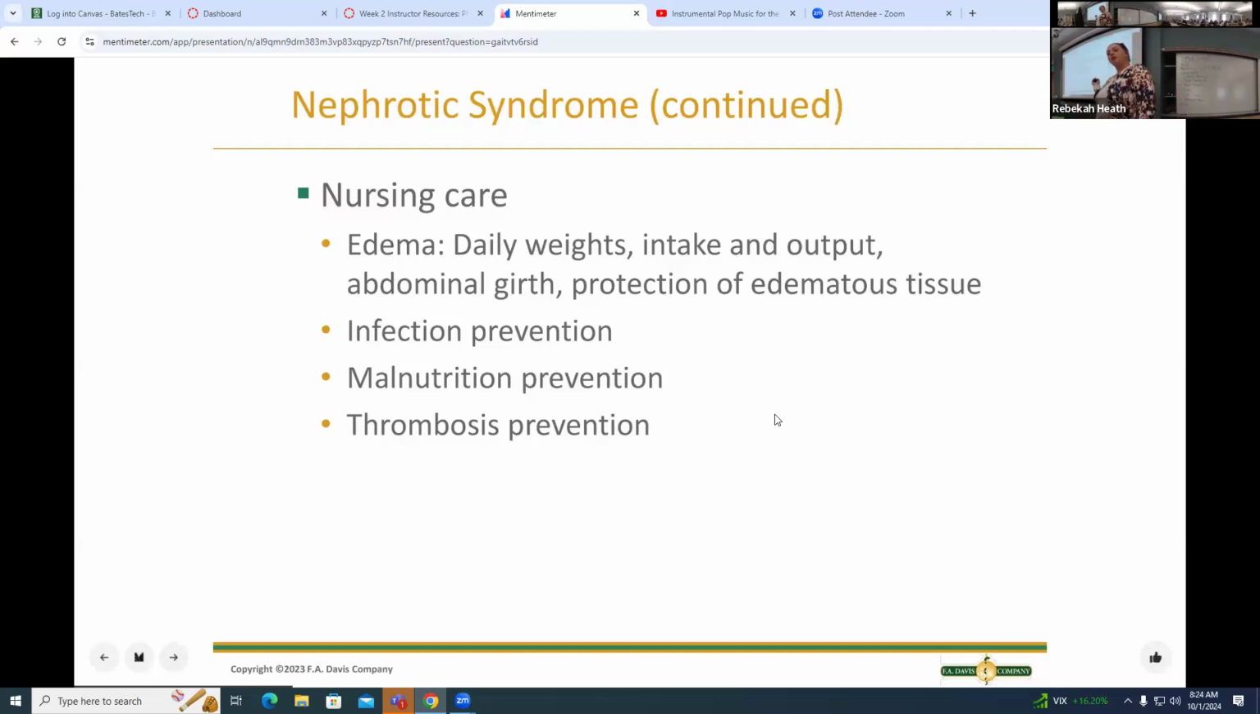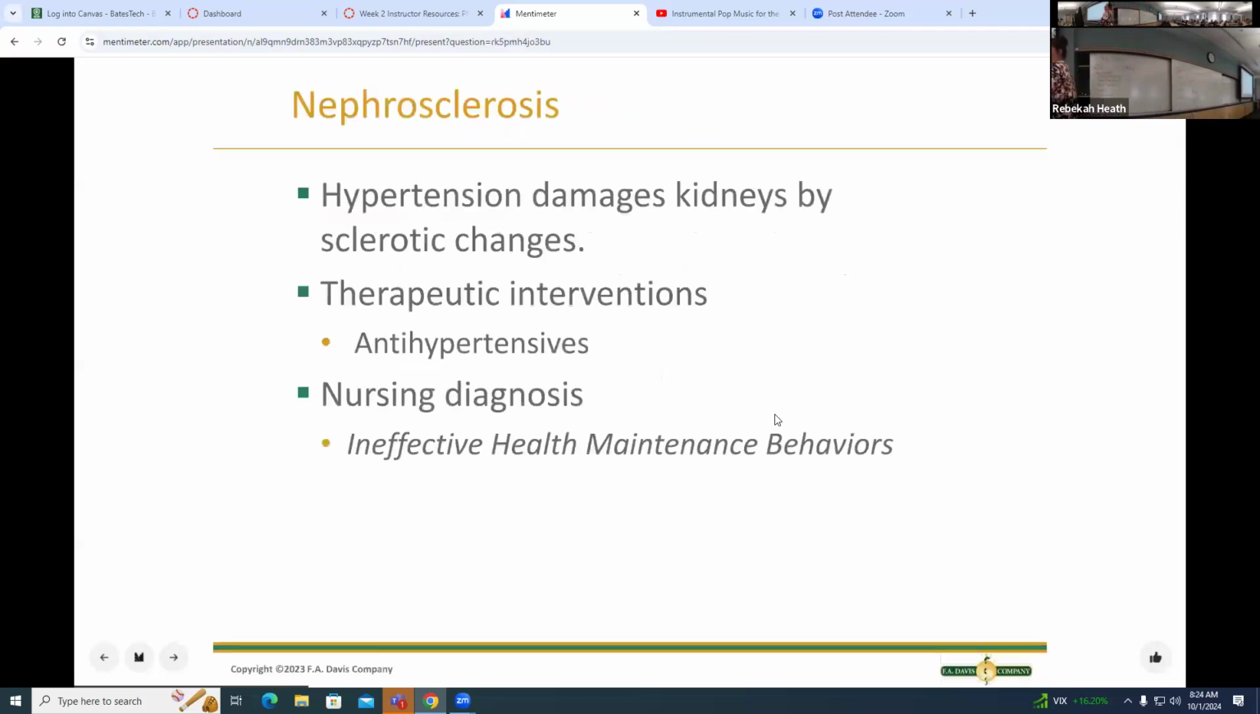And then thrombosis prevention. What's thrombosis? A blood clot, right? So in addition to the anticoagulant, what else are we going to be encouraging patients to do? Yeah, walk, exercise. A lot of these patients are in the hospital, so it might be just getting up and walking in the room, in the bed. Just move around, do something, try to get that blood flowing.